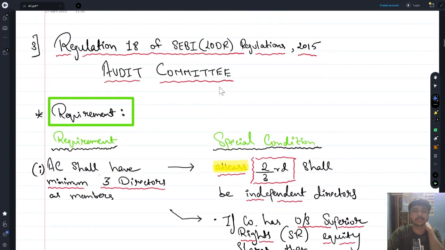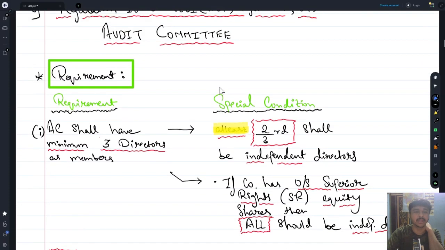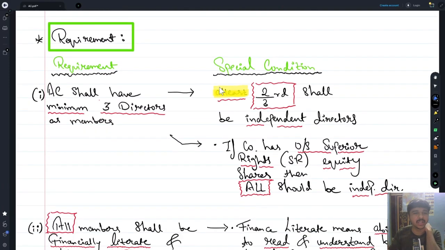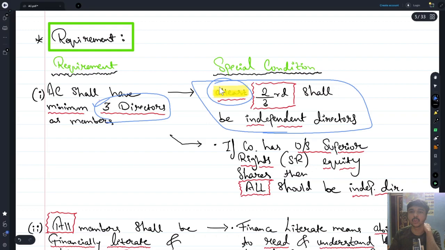So what is the requirement? Audit committee. Again, the magical figure that we love, 3. So the audit committee shall have a minimum of how many? 3 directors. The same was stated by the Companies Act. And yes, this is the amendment: at least 2/3 shall be independent directors. So if you have 3 directors, at least 2/3 of them should be independent directors.